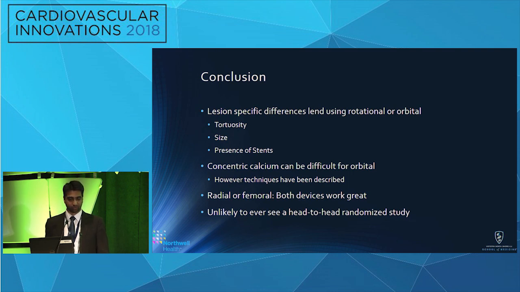Concentric calcium can be difficult for orbital atherectomy, and then, as was said by the speaker earlier, really there's no reason why you cannot perform atherectomy radially. It's what we do in our clinical practice all the time, and given the fact that orbital atherectomy has taken it for larger vessels, it's the advantage that you don't have to go over a 175 burr in many cases if you're going to use rotational atherectomy, and you can do everything radially through a 6 French guide. You don't even need to upsize to a 7. And unfortunately, as we all know, we're unlikely to ever see a head-to-head randomized study for these two devices. This is probably going to be all registry data and what we see.